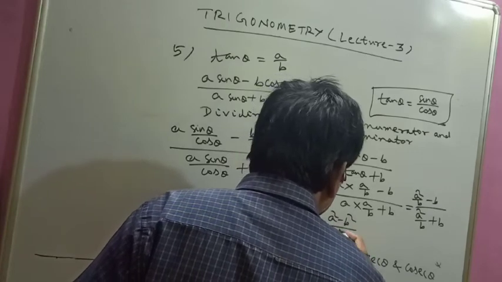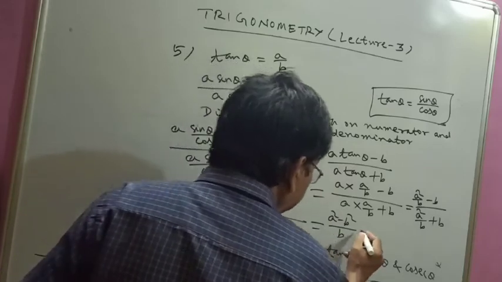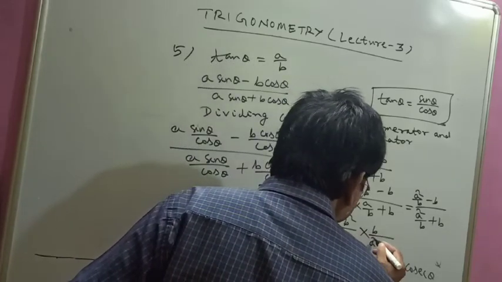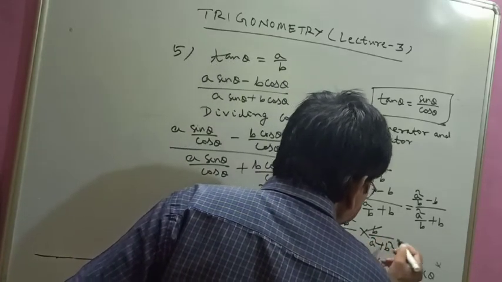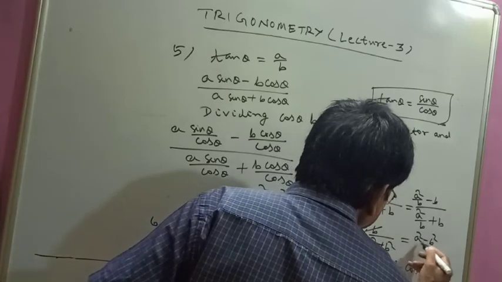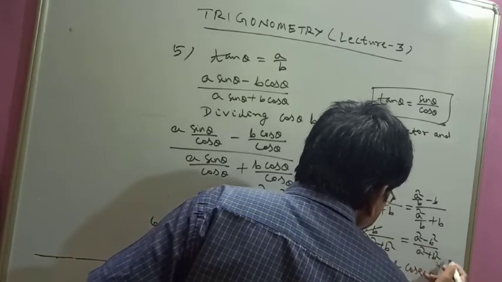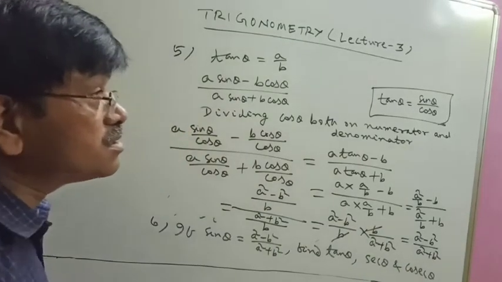Because this is divided by b, it will be multiplied by b over a square plus b square. Okay, so b gets cancelled, so now it is a square minus b square by a square plus b square. Okay, so this is your answer. So this is one method.